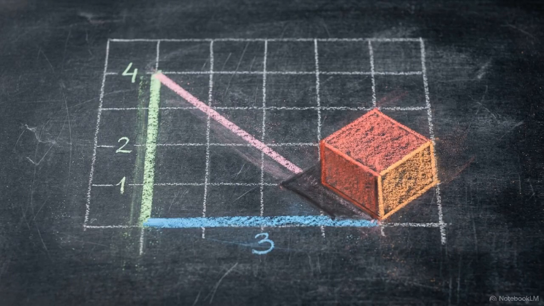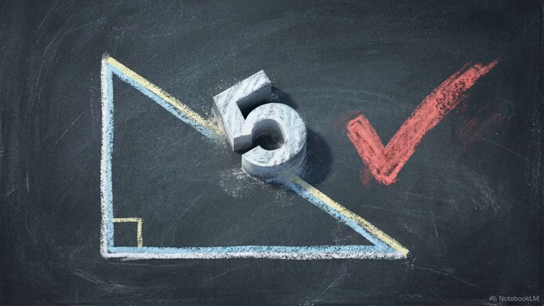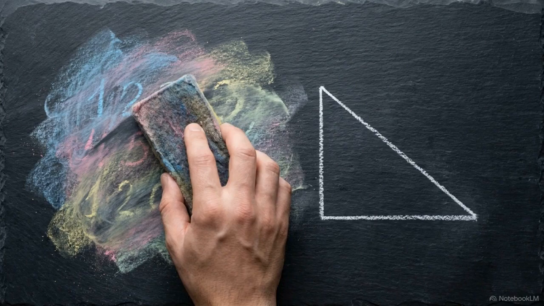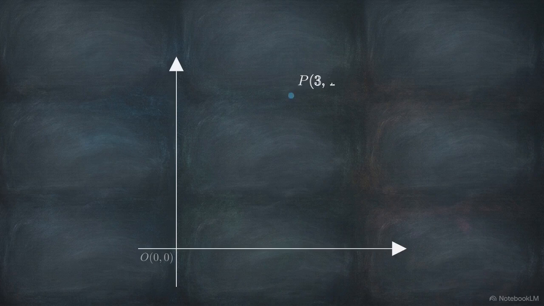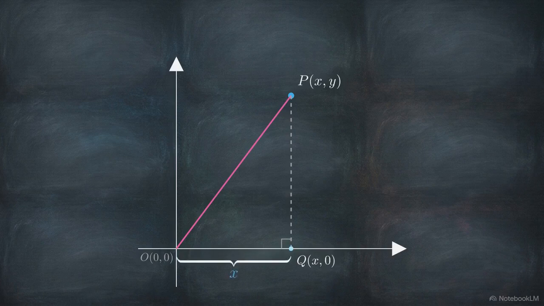The specific coordinates 3 and 4 act as the pre-measured legs of a right-angled triangle hiding on the grid. We found the distance for 3, 4, but we must determine if this process represents a universal mechanical rule or if it relies strictly on these specific numbers. We strip away the numbers to test a purely theoretical point, defined only by variables x and y. Dropping a perpendicular line from point P will hit the x-axis at a horizontal distance of x. The vertical height perfectly matches the vertical coordinate, y.